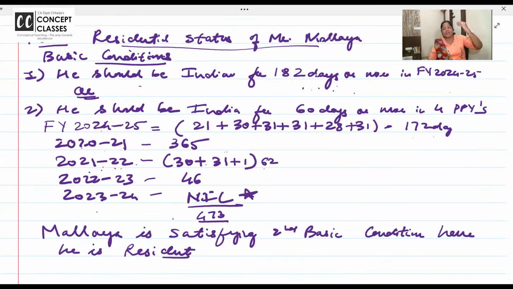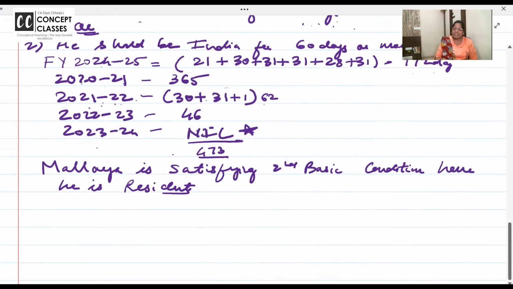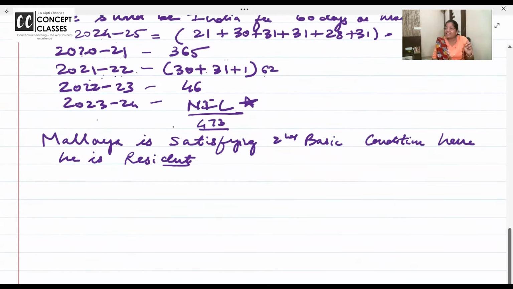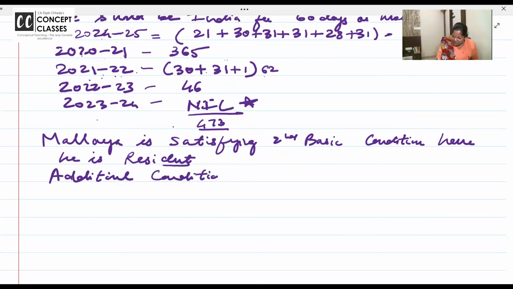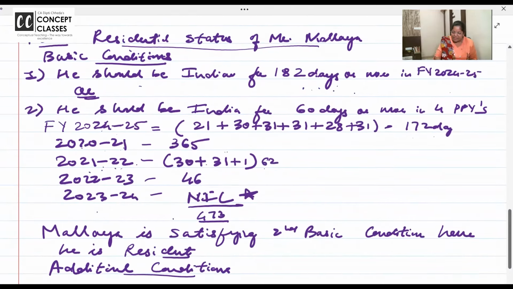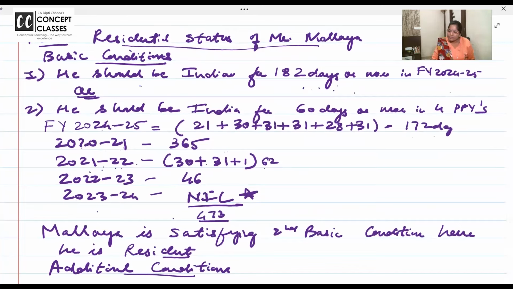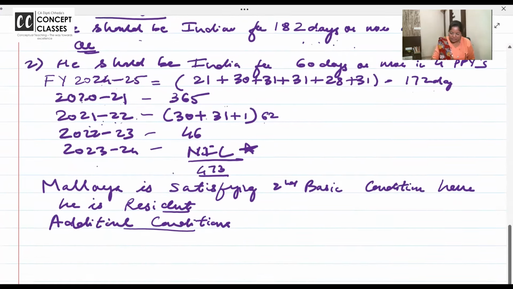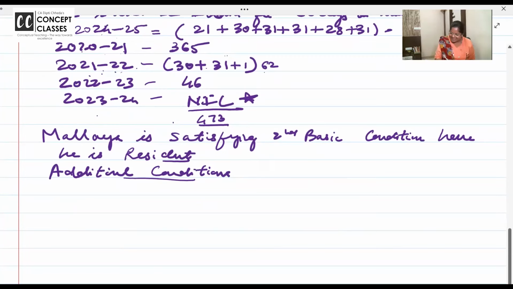Okay, have we cleared the first stage of the treasure hunt? Is he a resident or non-resident? Resident. So once he is resident, what should be my next step, dear students? If an individual is a resident, what should I check? Additional condition. But before I start the additional conditions together with you, is anyone having doubt in the basic condition? Yes or no? No doubt, all of you? No, ma'am. Okay, let's go. So let's look at the additional conditions.